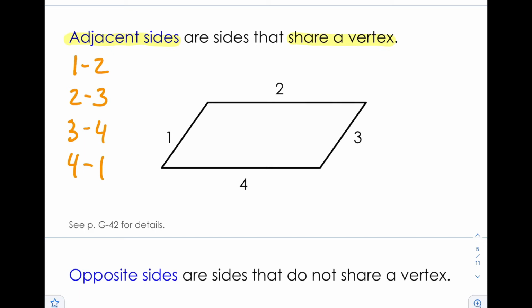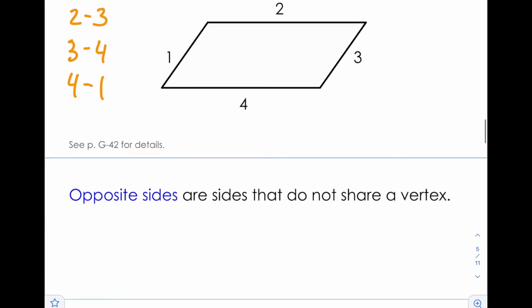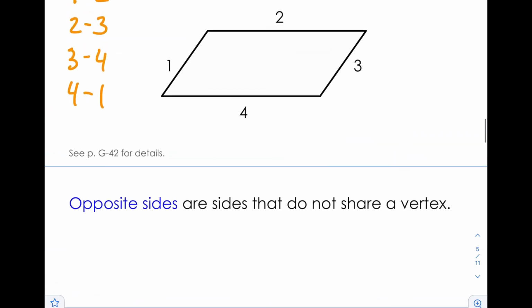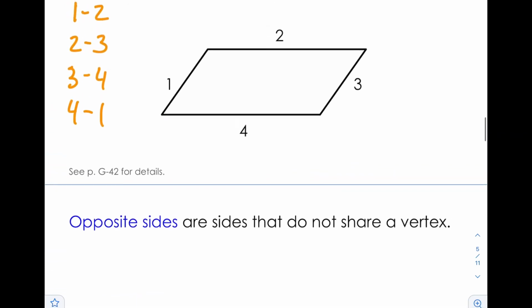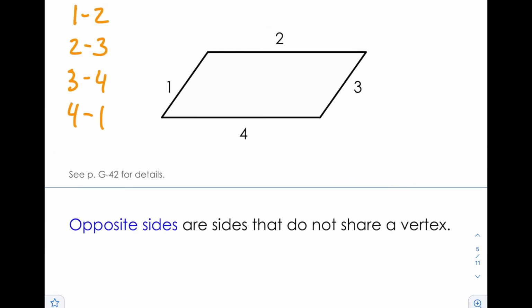And opposite sides are ones that do not share a vertex. So opposite sides here would be 2 and 4. Okay, so 2 and 4, they don't share a vertex. They don't have a common corner. And sides 1 and 3 are also opposite sides.